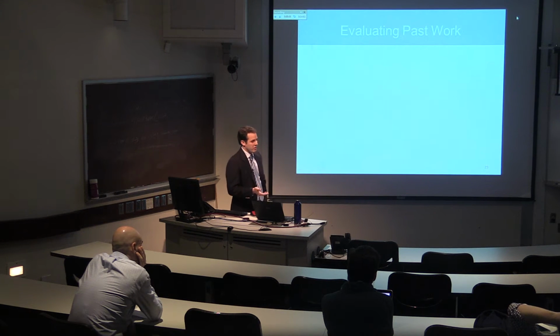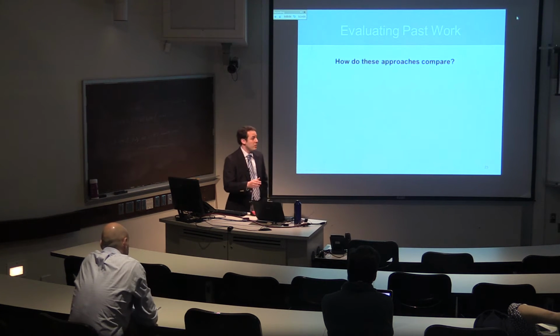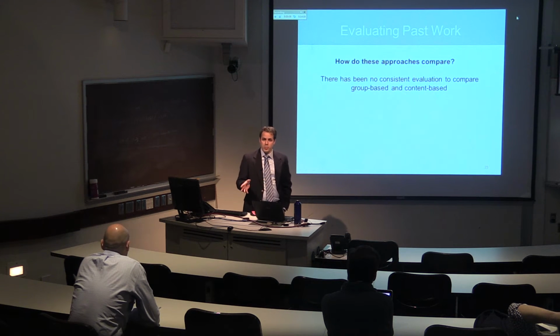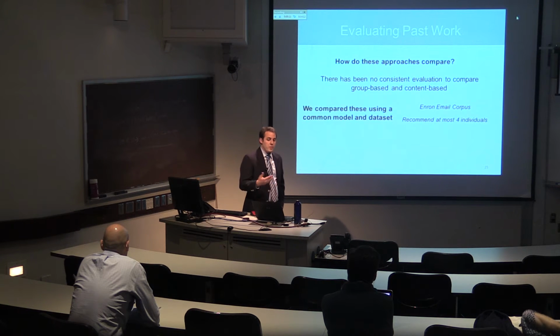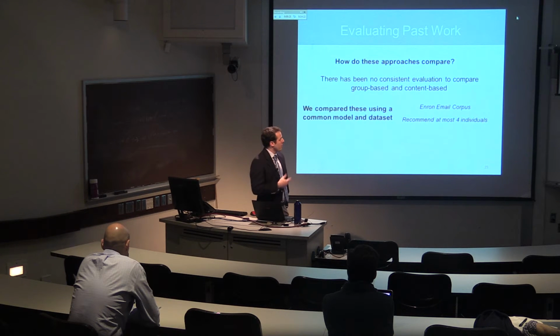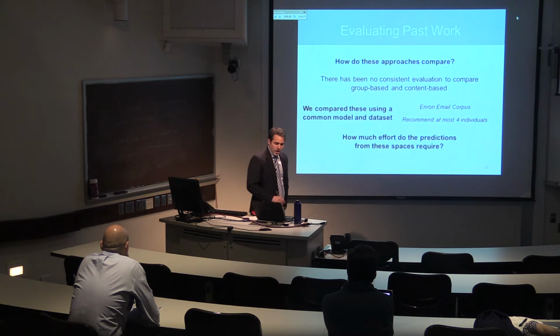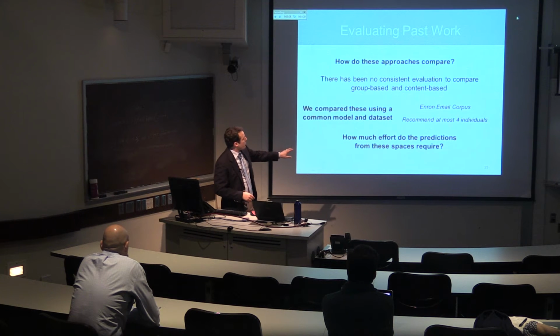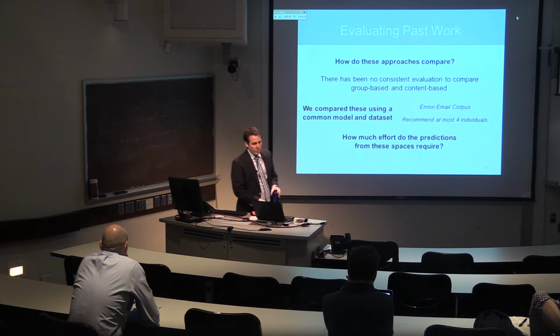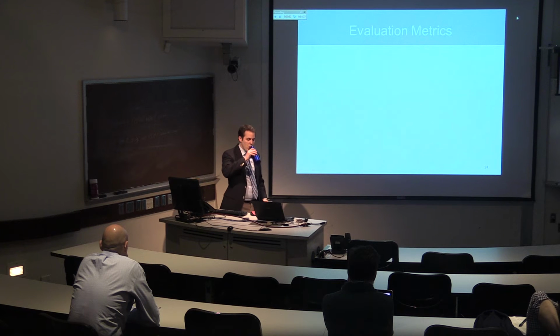We then wanted to evaluate this past work. Particularly, we wanted to know, how do these approaches compare? There's actually been no consistent evaluation to compare these group-based and content-based spaces. So we compared using a common model and data set. We used the Enron email corpus, which is a publicly available data set, and we recommended at most 4 individuals or recipients at a time. That's because this is the state-of-the-art done in Gmail right now today. And in order to do this comparison, we also need to know how much effort the predictions from these spaces require. And in order to determine that effort, we needed certain evaluation metrics.